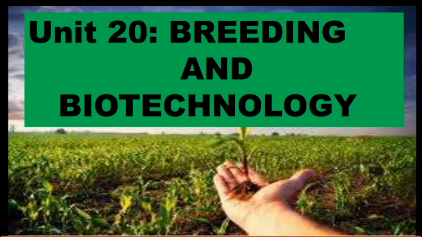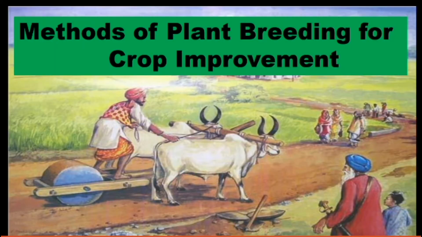Through this unit we have studied several methods which help to improve the crop and make plants resistant. We have studied several techniques which help farmers improve their farming, as well as improve plant growth and resistance to disease. So today we are going to study the special methods of plant breeding for crop improvement.